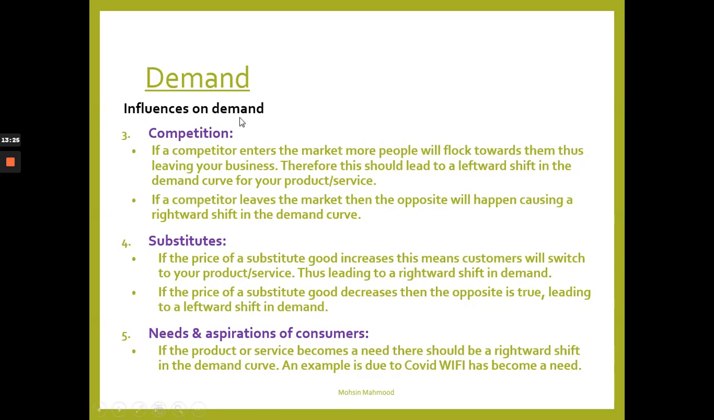Influences on demand. So we've got competition. If a competitor enters the market, more people will flock towards them, thus leaving your business. Therefore, this should lead to a leftward shift in the demand curve for your product or service that you're offering. And if a competitor leaves the market, then the opposite will happen, causing a rightward shift in the demand curve.